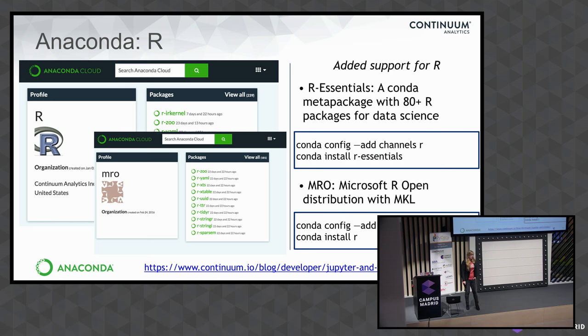We've also added support for R. So there's an R channel in Anaconda Cloud. We also bundle a bunch of the most essential R packages for data science in a meta package called R Essentials. So if you install R Essentials, you get about 80 packages in R for data science. And then we also have added another channel called MRO, which distributes Microsoft R Open. And that's also the R distribution that comes with MKL optimizations by default.